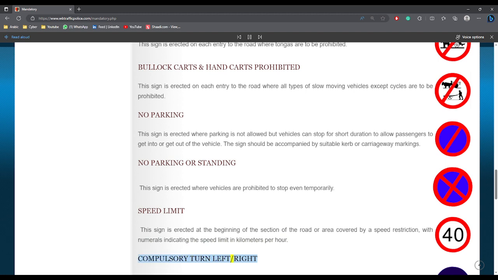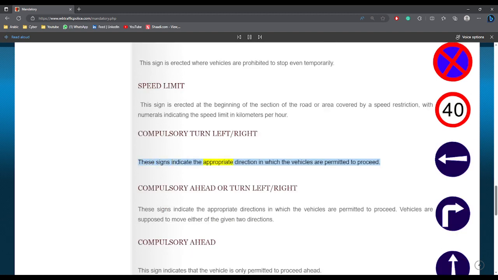Compulsory turn left/right. These signs indicate the appropriate direction in which the vehicles are permitted to proceed. Compulsory ahead or turn left/right. These signs indicate the appropriate directions in which the vehicles are permitted to proceed. Vehicles are supposed to move either of the given two directions. Compulsory ahead. This sign indicates that the vehicle is only permitted to proceed ahead.